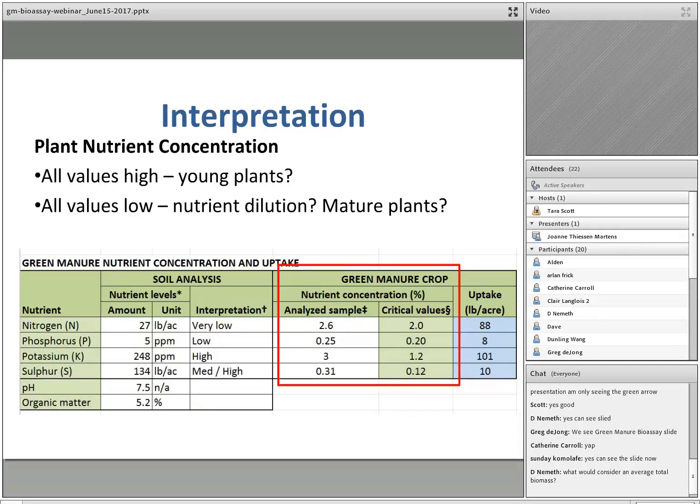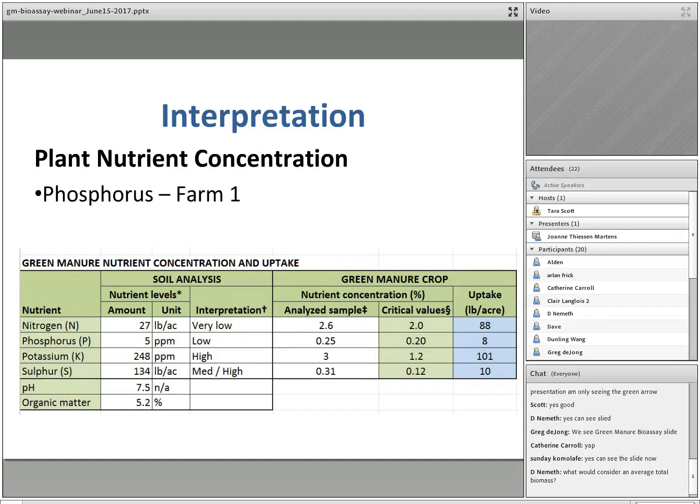It doesn't matter, but it's a possible explanation for why those values were high. Similarly, if all the values are on the low side, near the critical values or just a little below, you have to consider the possibility that maybe the green manure was actually mature, or had been growing very rapidly, and all the nutrients were diluted in the plant. So just be aware of the overall trends among that whole set of numbers before you start looking at individual numbers. However, if you do look at those numbers and you see that only 1 or 2 are low compared to the critical values, and the others are fine or high, then it would seem that a deficiency is likely. So let's go through an example.